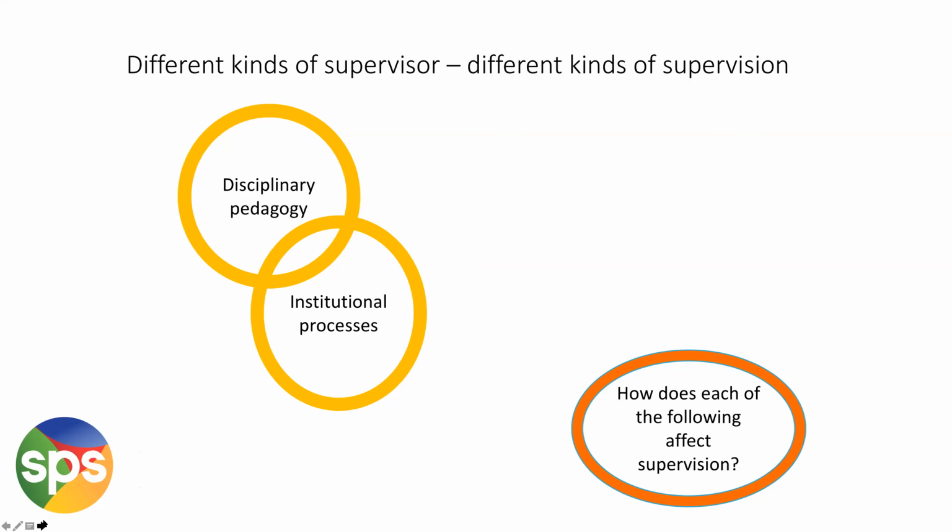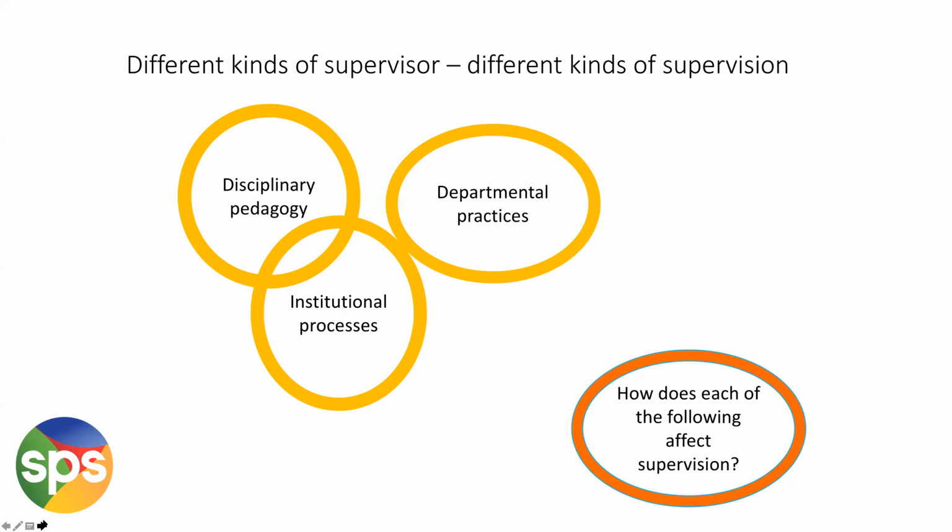If you work in an institution that expects you to write letters of warning to students for slow progress, that is going to affect how you relate to your students. If you work in an institution where students are expected to publish as they do their studies, and you are judged if your students do not achieve in this regard, that's going to have an effect on how you interact with your students. And then, of course, there are departmental practices.